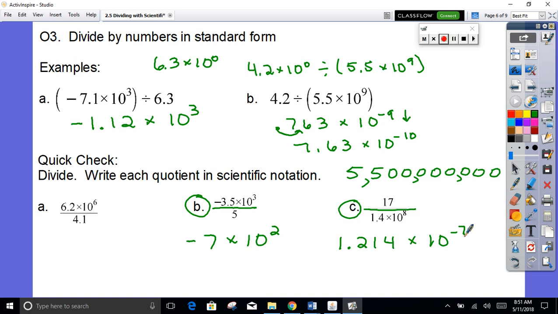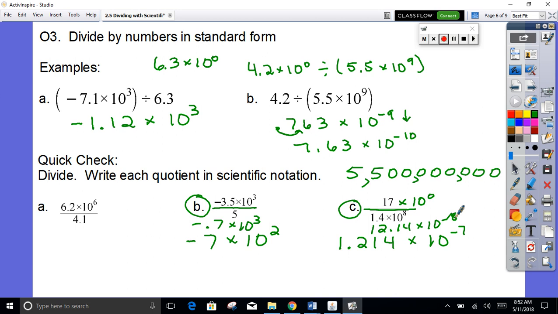For B, wouldn't it be just 3 still? No, because the answer that you get is negative 0.7 times 10 to the third. And so then when we move it over, we have to change that. Okay, because this 17, we can rewrite it as 17 times 10 to the 0 power. When we divide in scientific notation, we're subtracting exponents. 0 minus 8 is negative 8. So the answer that we get is 12.14 times 10 to the negative 8. And then when we move it, yeah.